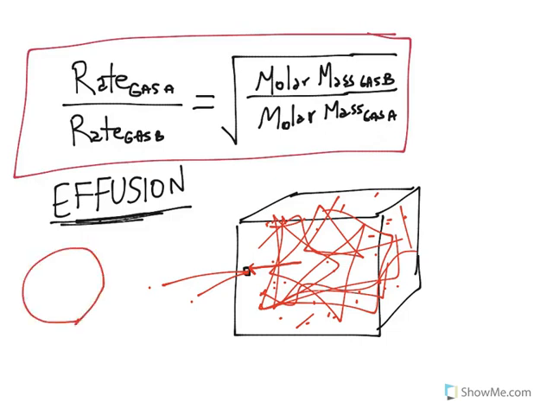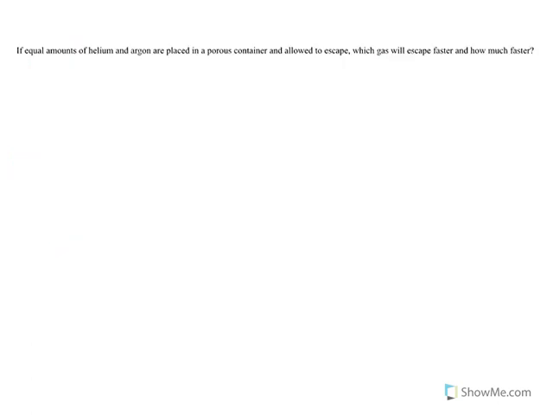The reason that balloons will deflate over time is because the rubber of your helium balloon is porous. There are tiny little holes, spaces for these helium atoms to fit through, so every now and then they will escape. So that's effusion. All right, let's do some math work.